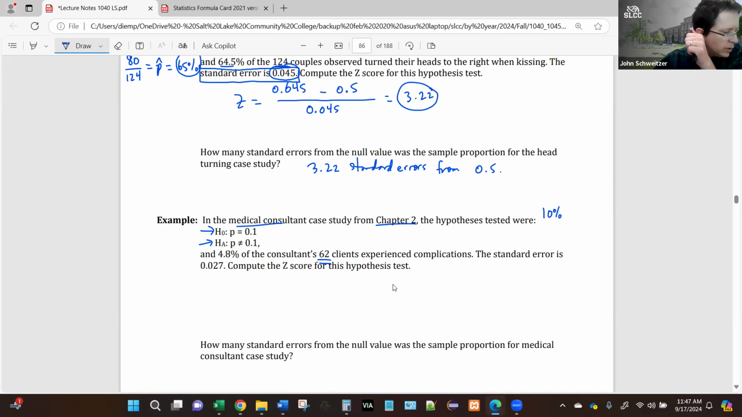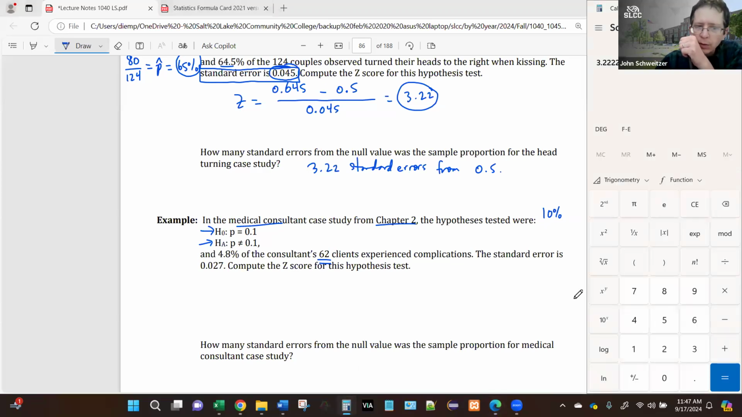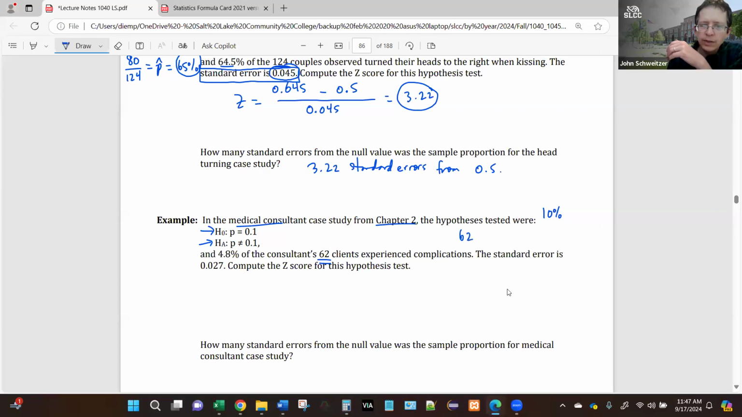So she had, darn, now I've forgotten the numbers. Let me write the numbers down here real quick. Okay, yeah. So basically they had 62 clients and there were only 3 complications.